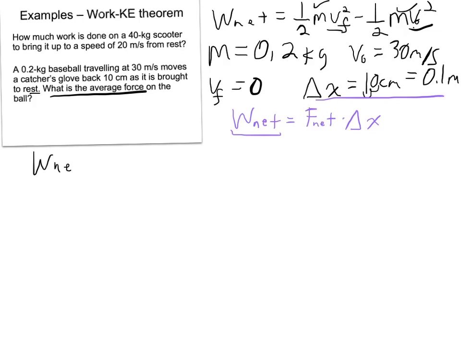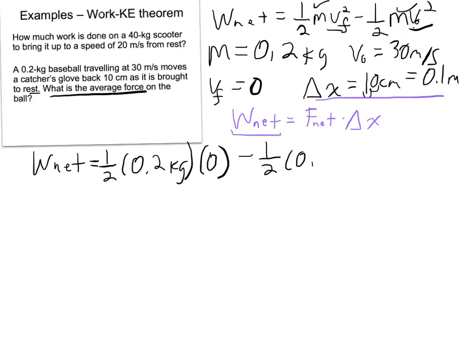Net work equals 1/2 times 0.2 kilograms times final velocity 0 minus 1/2 times 0.2 kilograms times initial velocity. Oh, and by the way, that should have been squared even though it's 0. I shouldn't have gotten sloppy. So my final velocity was squared even though it's 0. And my initial velocity is also squared.